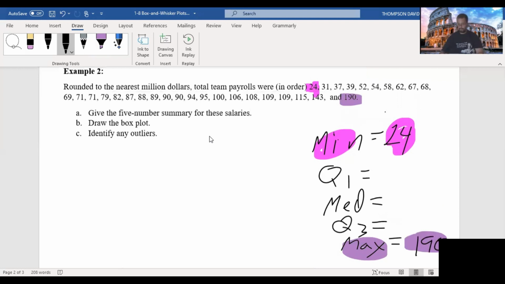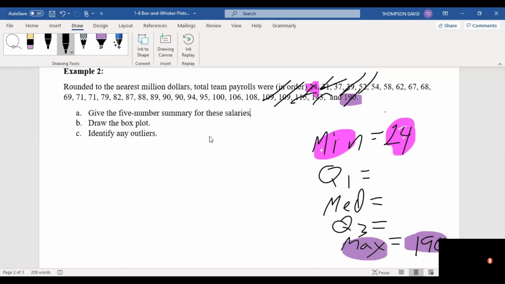Okay, then we want to find our median. So we use our cross-off method to find it. So starting from the beginning, find a rhythm, otherwise you lose it. Keep working towards the middle. Being careful not to lose my rhythm.